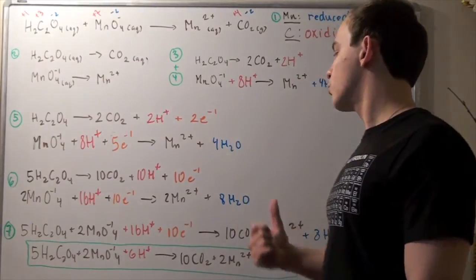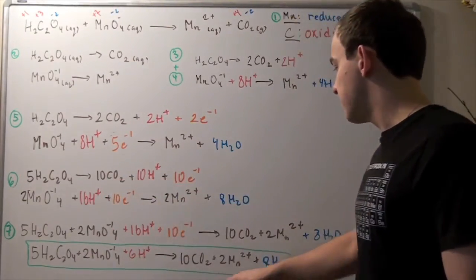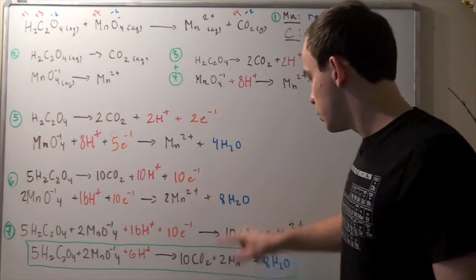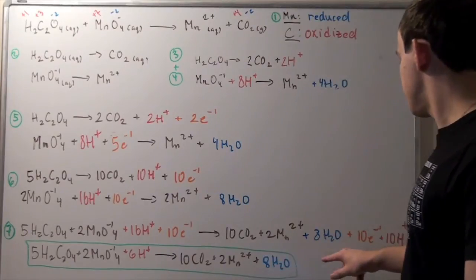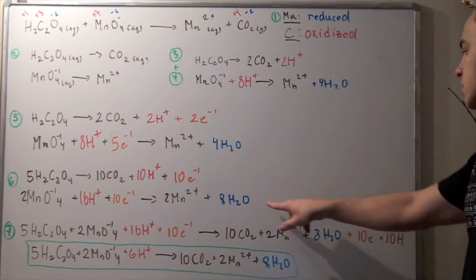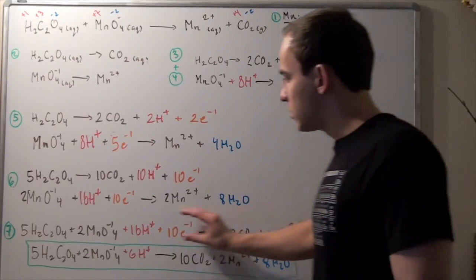Now I move on to the right side. This equals 10 carbon dioxide molecules plus 2 Mn2+ ions, right? Plus 10 H+ ions plus 8 water molecules plus 10 electrons. So this is my equation.